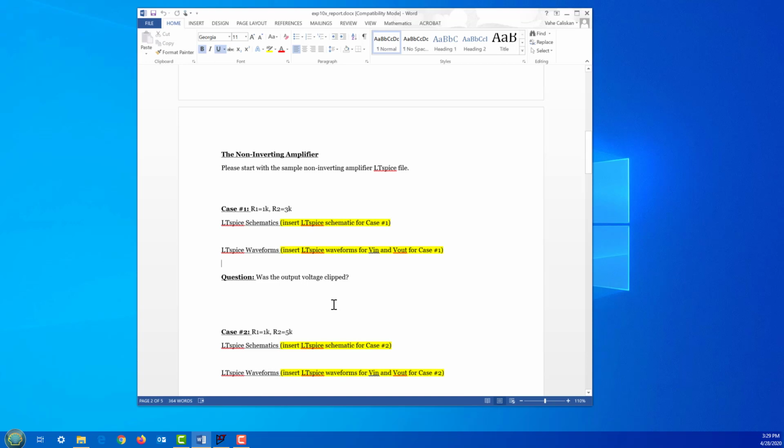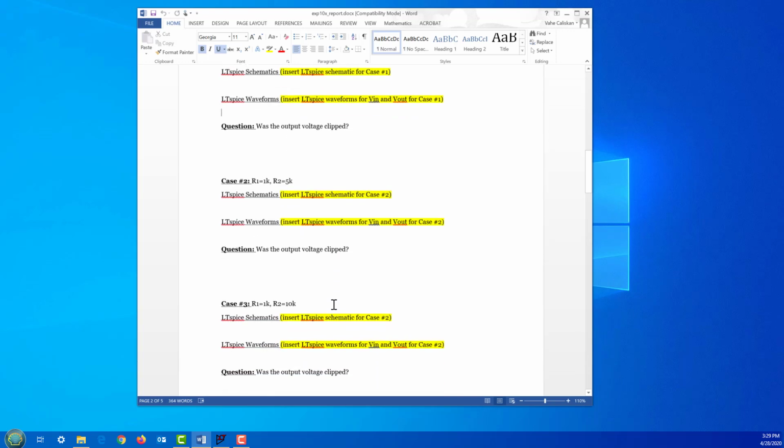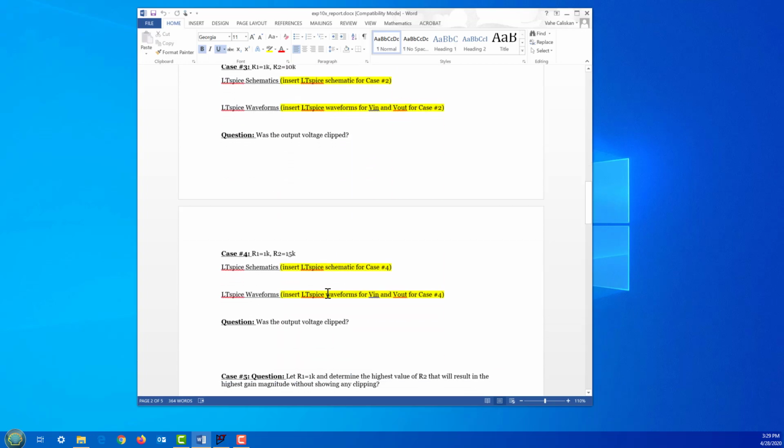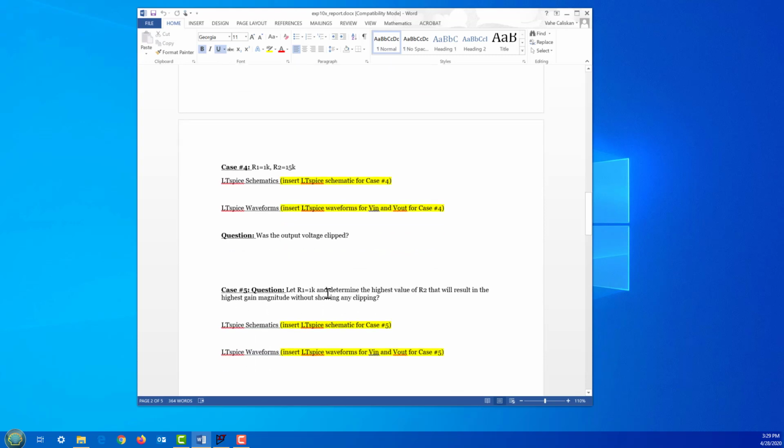We talked about clipping of the output voltage. Second case, make R2 5K, and do the whole thing over again. Case 3, another set of R1, R2, right? Over and over again, and in case 4. So there are 4 cases of 4 different values of R2. We keep R1 the same, we change R2, and then finally it asks, okay, let R1 equal 1K.